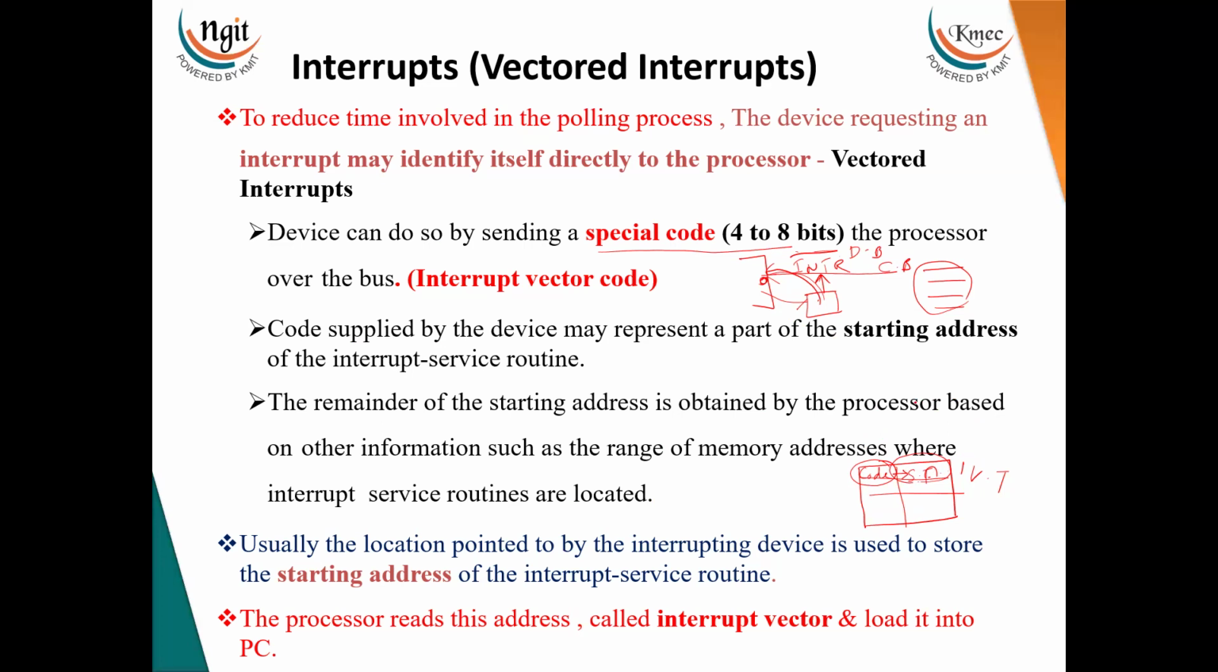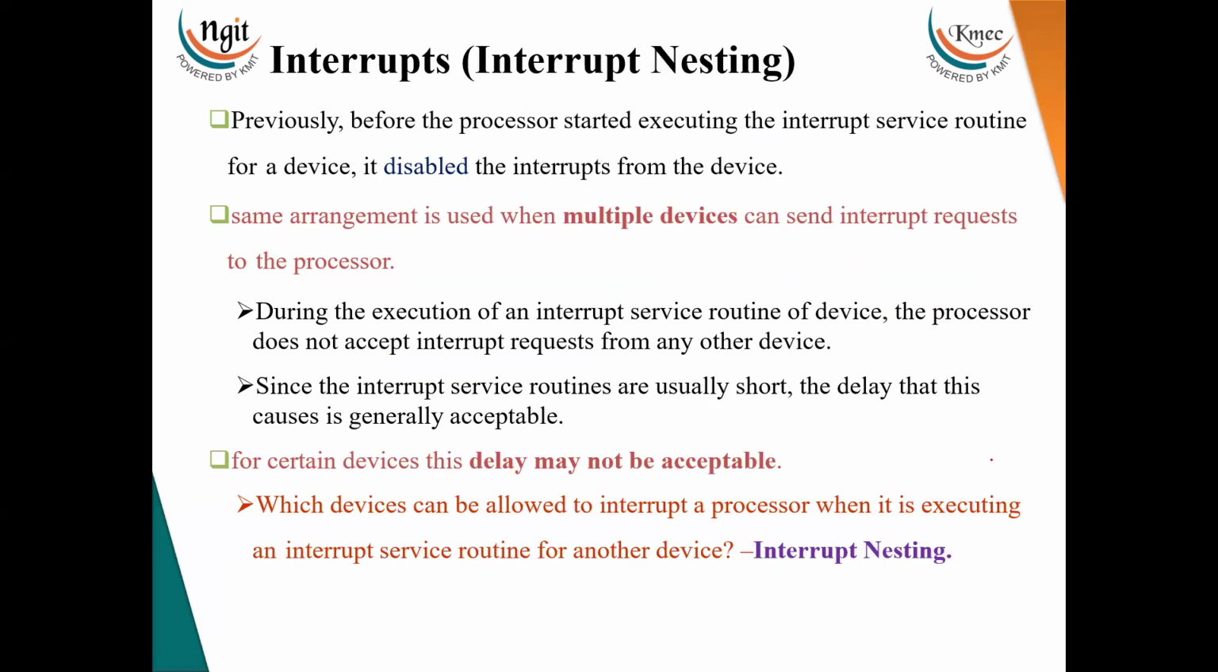In a few microprocessors, the special vector code itself is a part of the starting address. The remaining address is obtained by the processor based on information such as the range of memory addresses where the interrupt routines are located. It is similar to the interrupt vector table. So this code is a part of the address, and the remaining part of the address is placed in the interrupt vector table. Like this, the device itself is sending the starting address of the ISR.